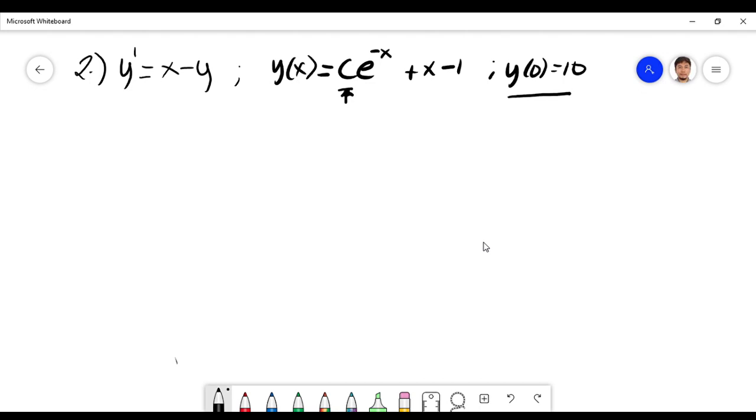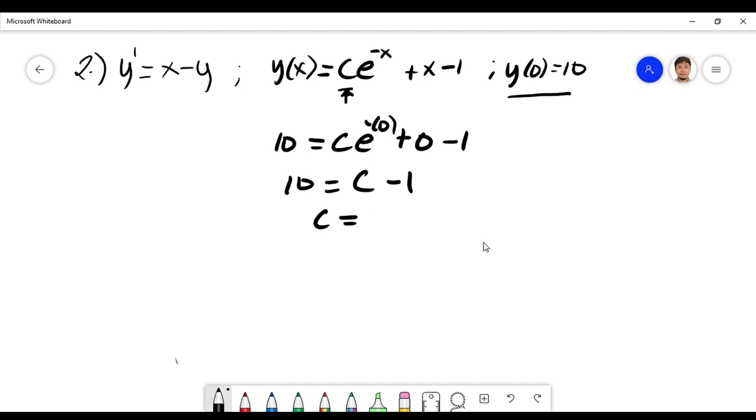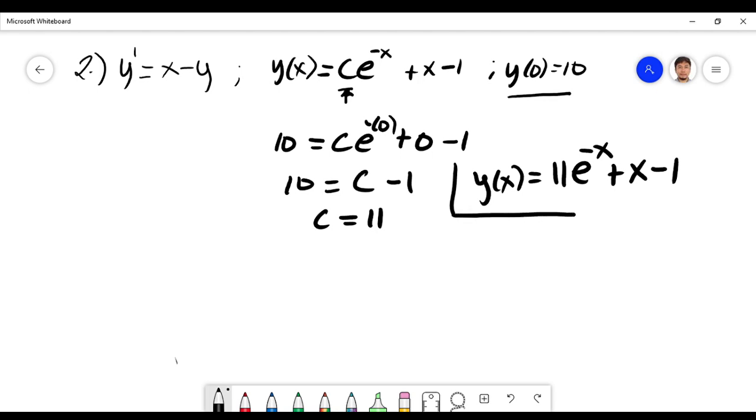So we just substitute this into our general solution. So 10 equals c e raised to, the value of x is 0, plus 0 minus 1. So we have 10 equals c minus 1. So c is equal to 11. Hence, our particular solution will become y of x equals 11 e raised to negative x plus x minus 1. So this one is the particular solution that passes through point (0, 10).